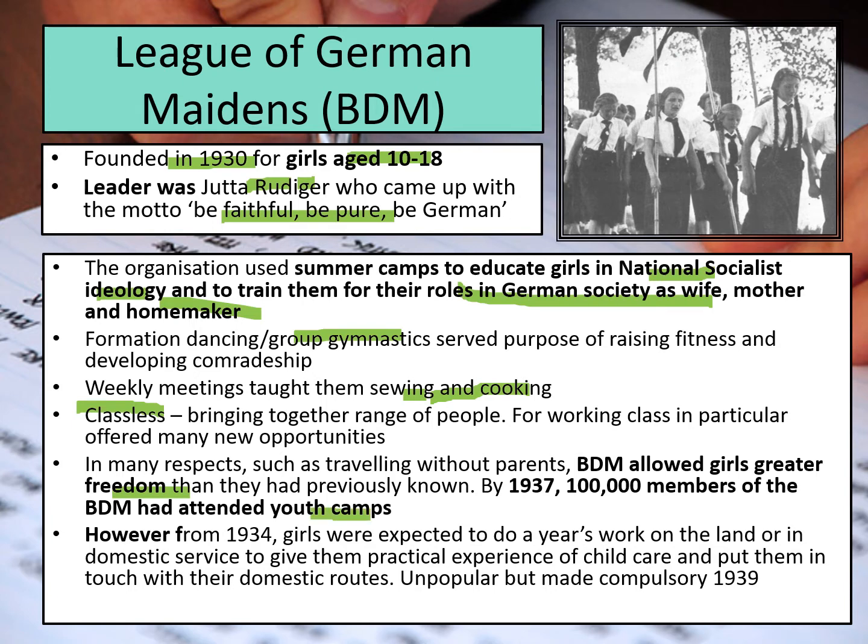However, it wasn't always completely popular with all girls, and there were some things that the Nazis did that were pretty unpopular. For instance, from 1934, they tried to get girls to do a year's work on the land or in domestic service to give them practical experience of childcare and put them in touch with their domestic roots. That's when they got older. And this was really unpopular with the girls, as the boys didn't necessarily have to do the equivalent, but it was made compulsory anyway in 1939.